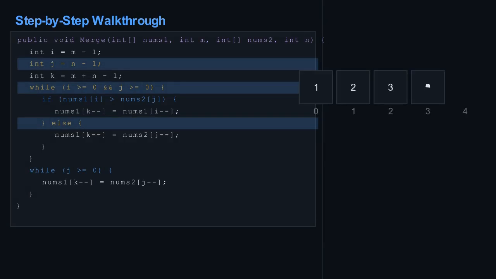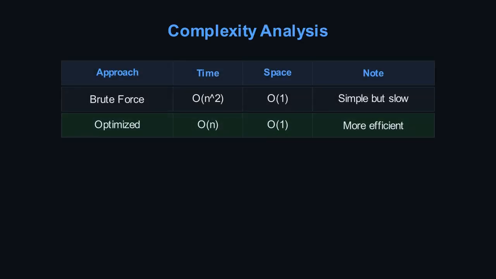Let's go through the step-by-step walkthrough of the optimized approach. We start by initializing the pointers i, j, and k. We then compare the elements at indices i and j, and place the larger element at index k. The time complexity of the optimized approach is O(n), and the space complexity is O(1).